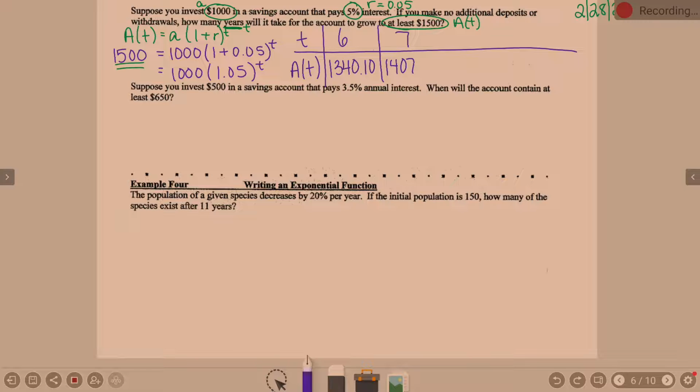At 7, it's $1,407.10. Am I there? No. So now what? Try 8. And if you're going to tell me, okay, this is where I jumped to 9, that's fine. But just make sure, once you have your answer, make sure the one below it does not work. Does that make sense?